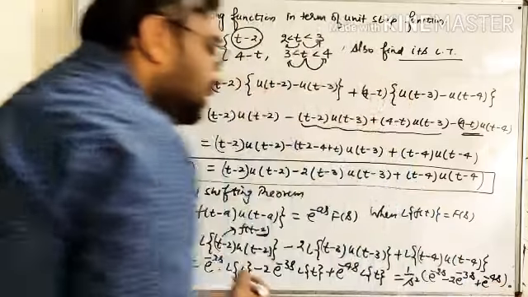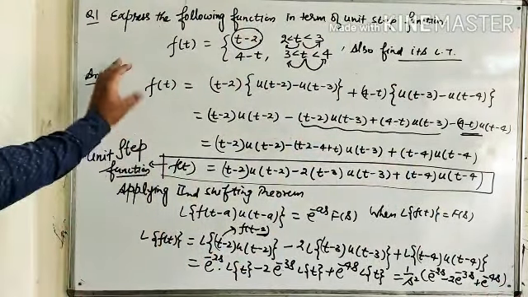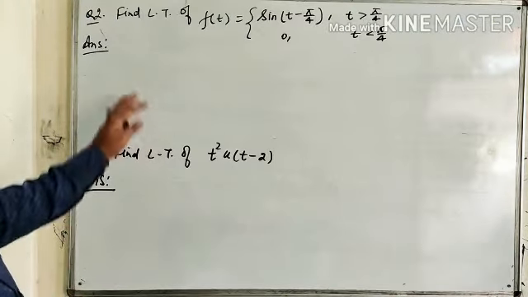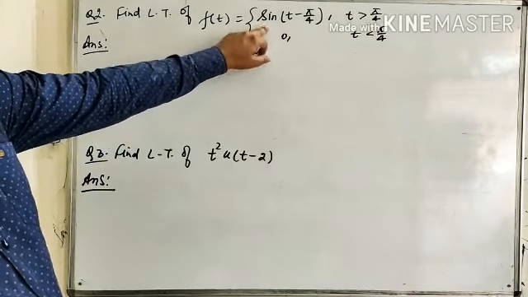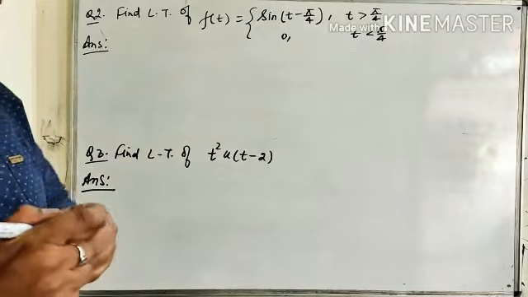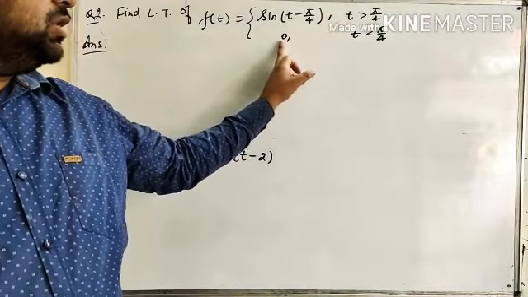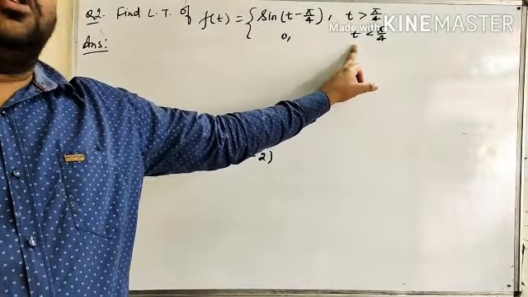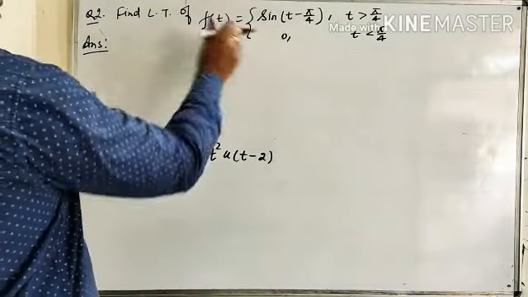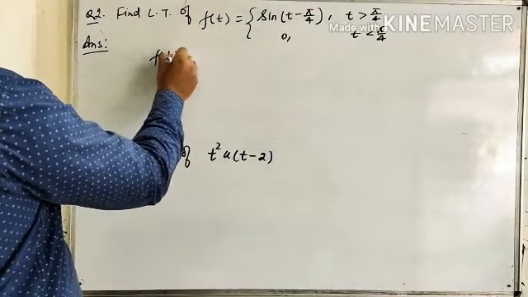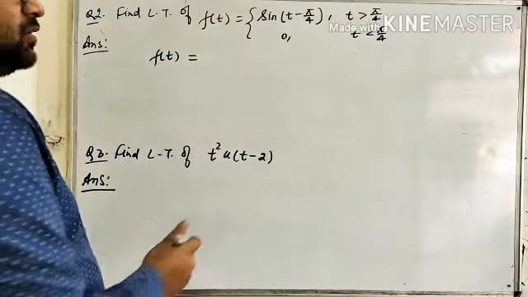So this is the required solution for this kind of problem. The second question is, find the Laplace transformation of f(t) equals sin(t minus pi by 4) when t is greater than pi by 4, and 0 when t is less than pi by 4. We will start as in the previous question. First we have to convert this into the unit step function.